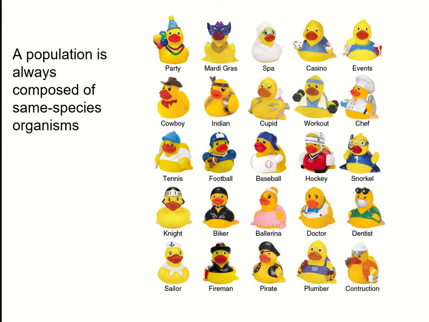So, speaking of baby ducks, I thought, why not use the rubber ducky? So, a population is always composed of the same species of organisms. This is something that students often get mixed up. So again, the population has to be all ducks. And so in this case, we have all rubber duckies of different personalities.